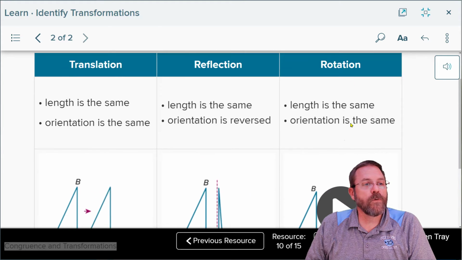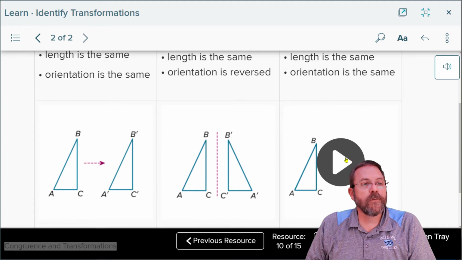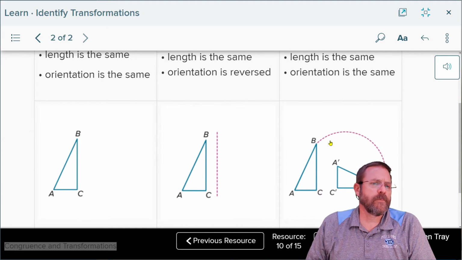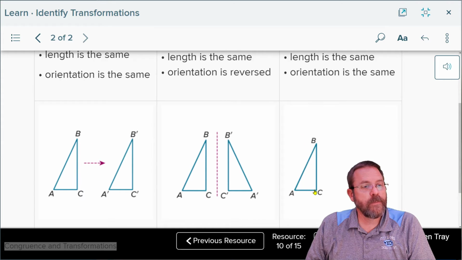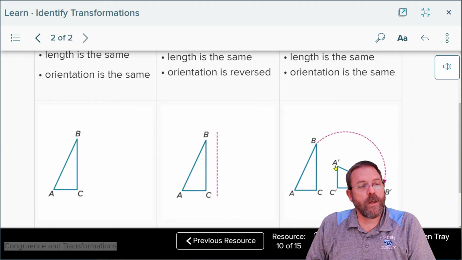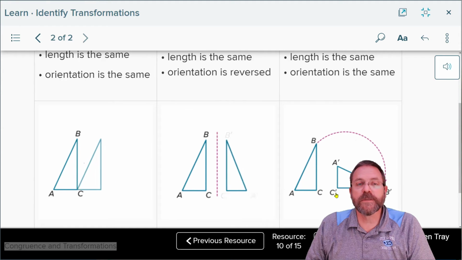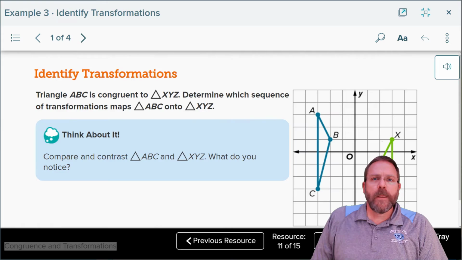And if it is a rotation, your length is going to be the same and the orientation is going to be the same, as far as the orientation of the letters. I had A, B, C there, and when it lays down, I still have the same clockwise A prime, B prime, C prime. Easy math.